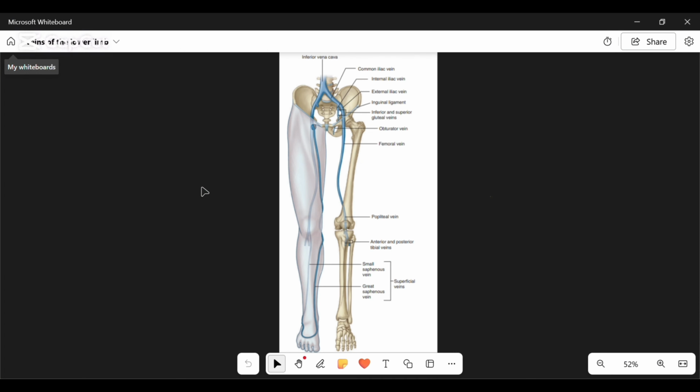For the veins draining the lower limb, we have two groups. We have a superficial group, which is seen on the right leg in this photo, and we have a deep group, which is seen on the left leg. Now, starting with the superficial group, we have the small saphenous vein and the great saphenous vein, and they both originate from the dorsal venous network.